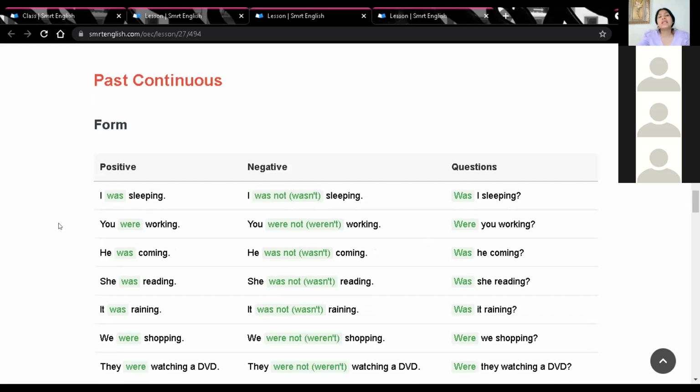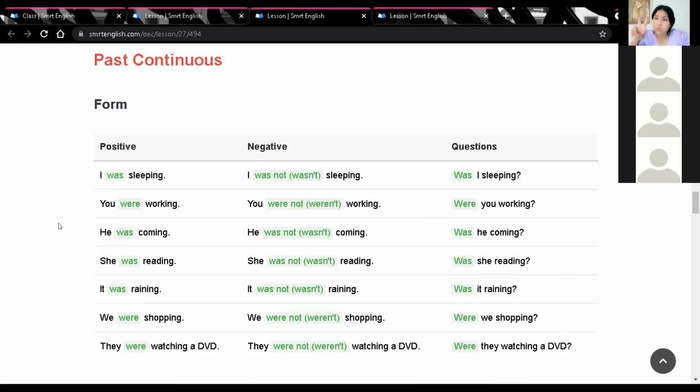Whenever I'm using the past continuous, I need two verbs. One auxiliary verb, which is the verb to be. Obviously, I need it in past, right? Was or were. And the verb in continuous form, with the ing ending. For example, in the affirmative, we have I was sleeping, you were working, he was coming, she was reading, it was raining, we were shopping, and they were watching a DVD. Okay, so was is for I, he, she, and it. And were is for you, we, and they.